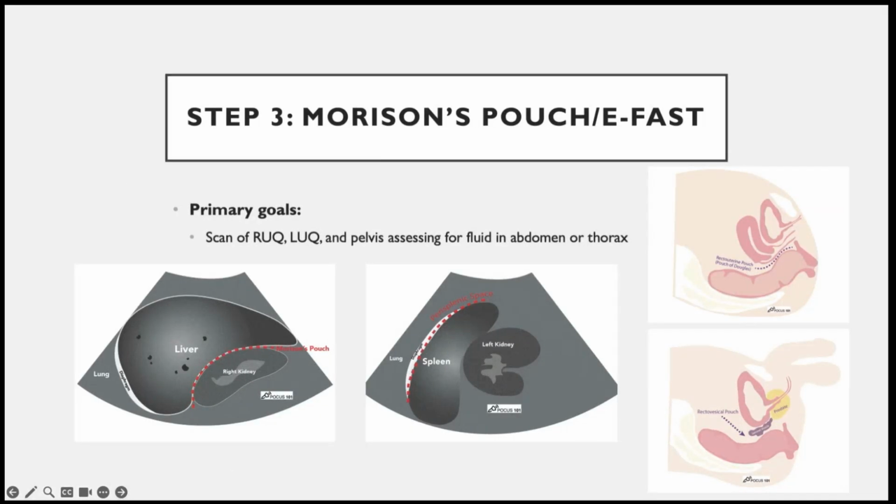So the next thing you'll be evaluating in the RUSH exam is Morrison's pouch. You'll be doing really a modified EFAST exam. So you'll be scanning the right upper quadrant, left upper quadrant, and pelvis, really assessing for free fluid in the abdomen or thorax.